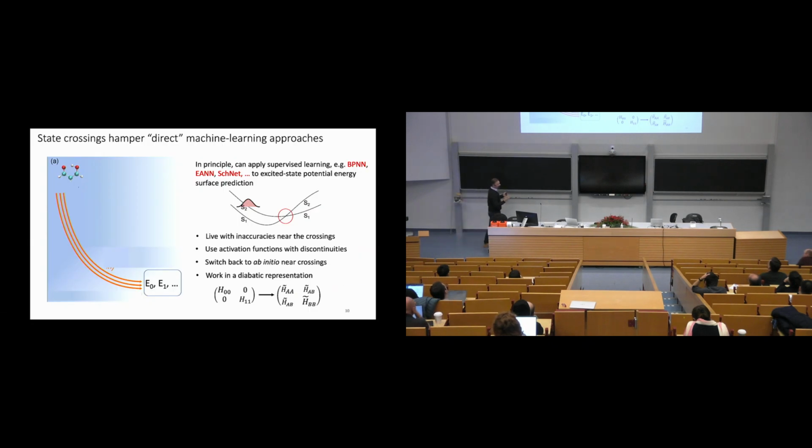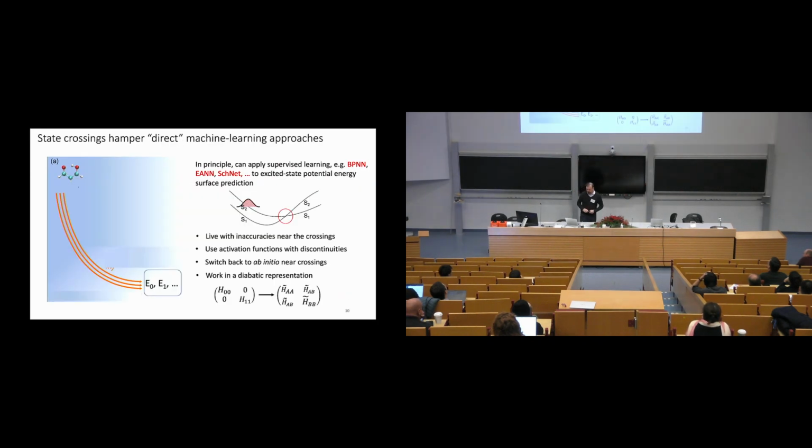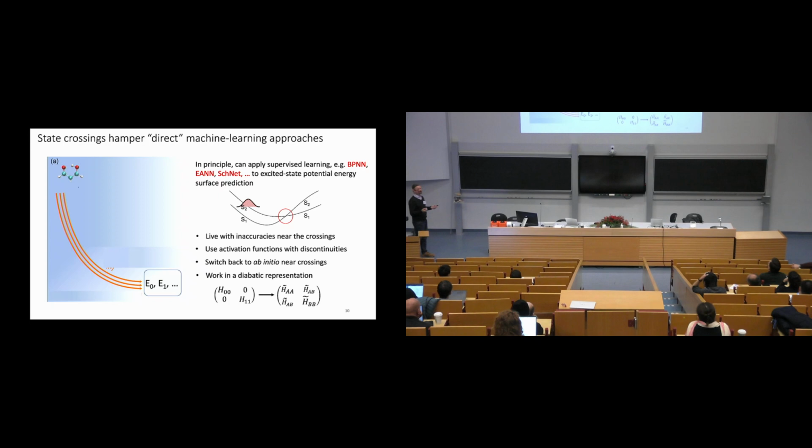Another approach that people have taken is to switch to use activation functions with actual discontinuities, which is an interesting approach, but of course requires you to know where the conical intersection is a priori, and in complex systems that's of course impossible. Another approach is to switch back from the machine-learned surfaces to ab initio calculations when you get close to the crossing. And of course that approach will work, but it comes with computational cost and a lot of code complexity. You have to build the machine learning model inside your electronic structure calculation.